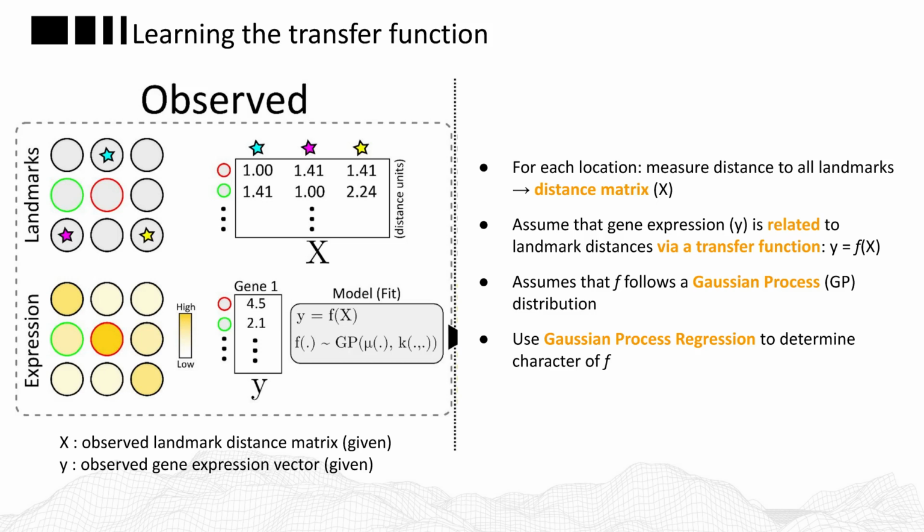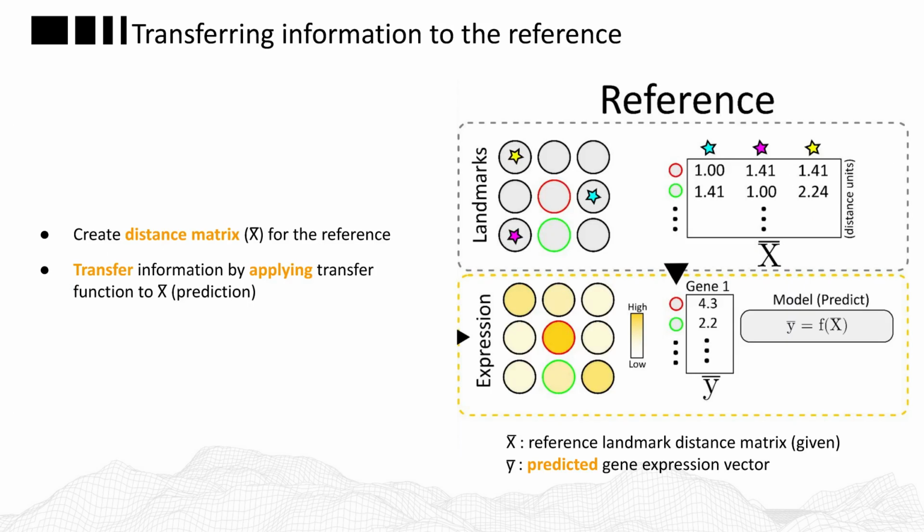Now, once we've learned this transfer function from the observed data, we can move on to the reference to actually try to transfer the information from the observed data to the reference, and this would constitute step 5 in the workflow that I presented previously. For the reference, in order to transfer the information, we do something very similar to what we did for the observed data. We create this new distance matrix X bar, where we measure the distance from each location within the reference to each of the landmarks within the reference.